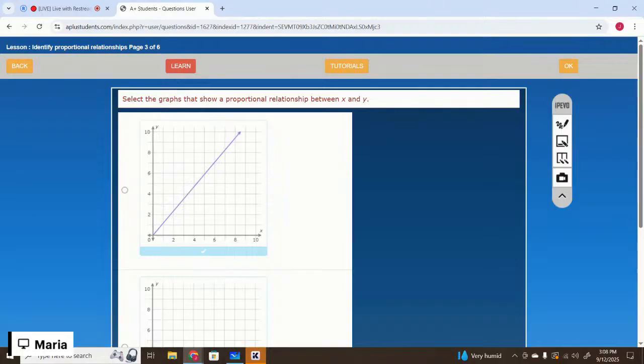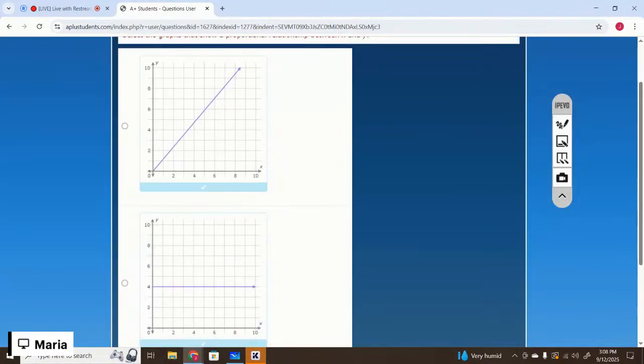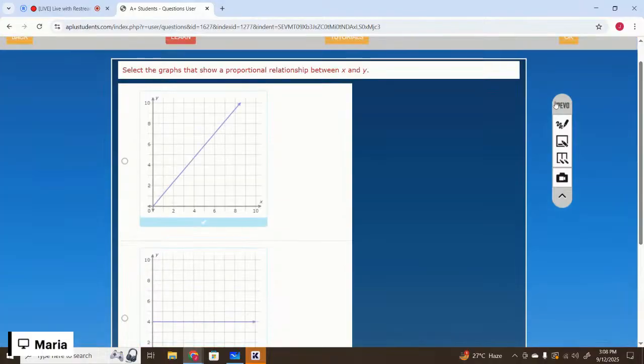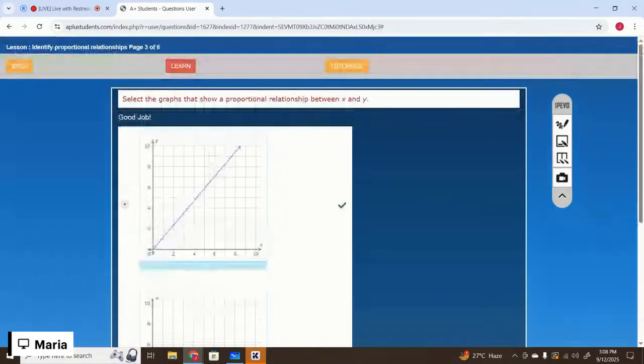Select the graph that shows a proportional relationship between x and y. So which is the correct option? Option number one is the correct option. The graph must be a straight line.